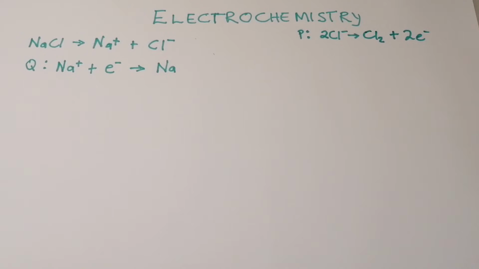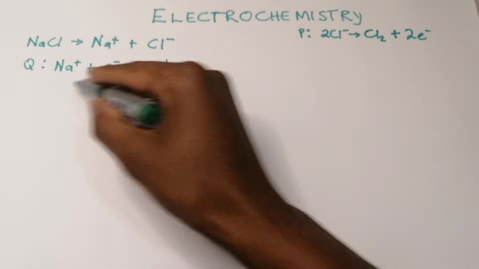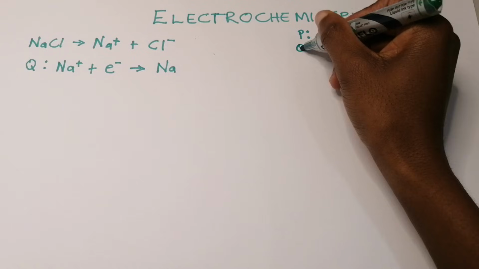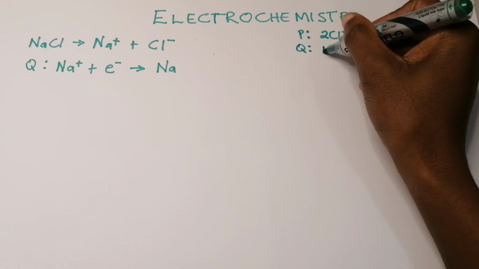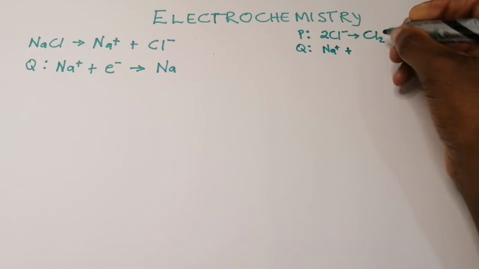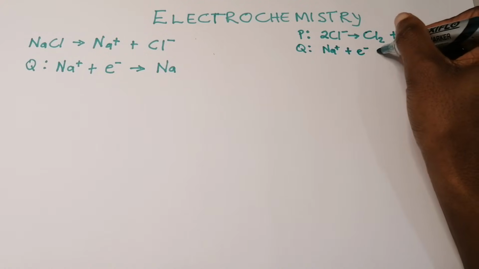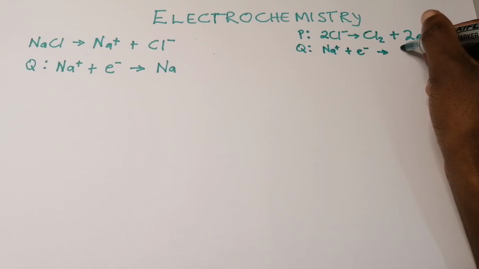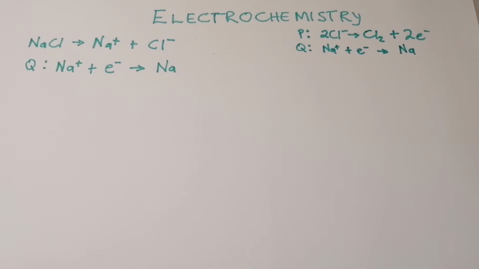Okay, let me open that up again. All right, so that is what's happening at P. And at electrode Q, as I did say, that's the reaction that's taking place. I know that sodium plus is now receiving an electron, and therefore becoming sodium.